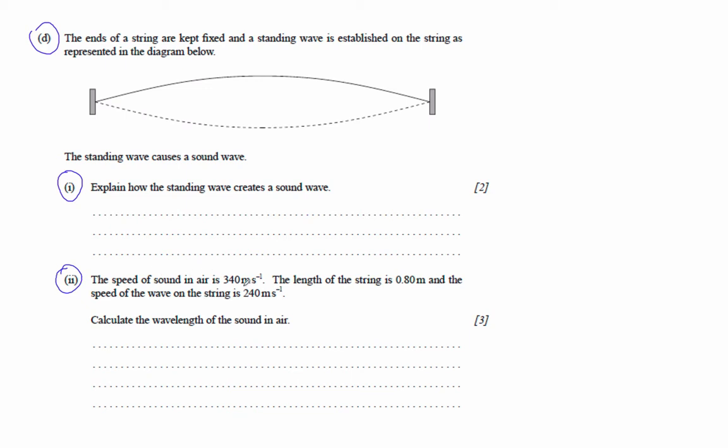The speed of sound in the air is 340 meters per second. The length of the string is 0.8 meters. And the speed of the wave on the string is 240 meters per second, right? So we want to figure out the wavelength of the sound in the air. And so to do that, ultimately, we're going to use v = fλ, right? And we're going to do that for air, right?